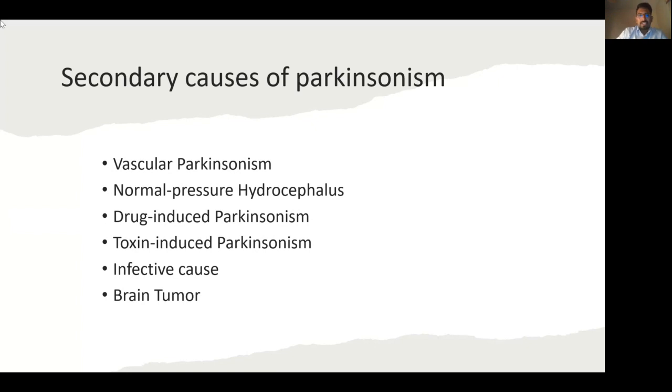Normal pressure hydrocephalus has a specific triad of symptoms. We use the acronym GUM. So it's G for gait, U for urinary incontinence, and M for memory problem.